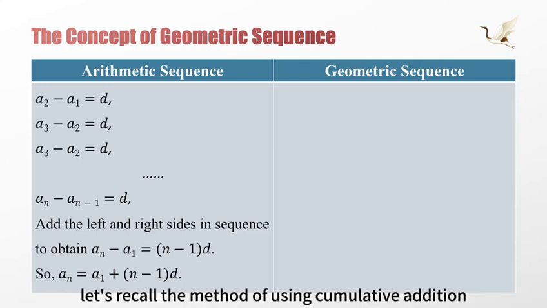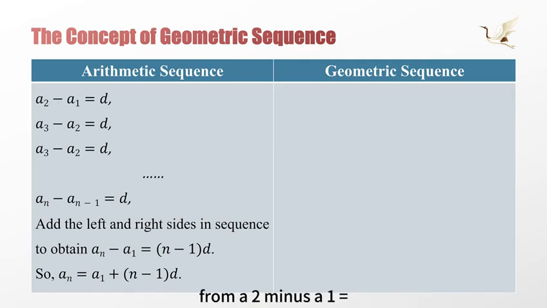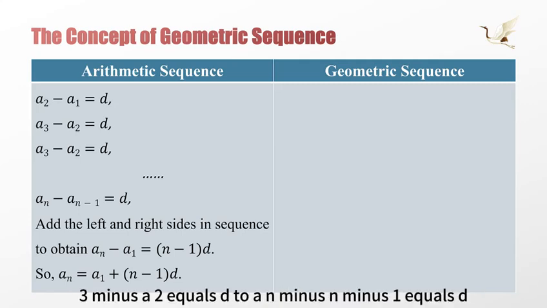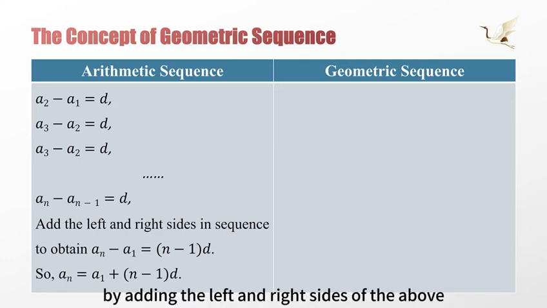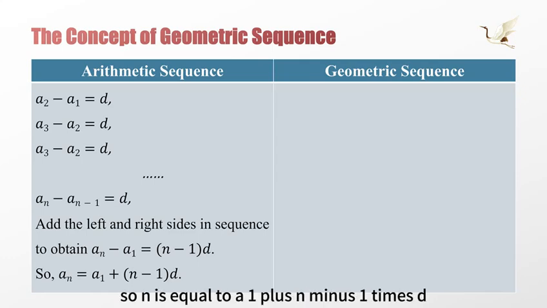First, let's recall the method of using cumulative addition to derive the general formula for arithmetic sequences. From a_2 minus a_1 equals d, a_3 minus a_2 equals d, up to a_n minus a_(n-1) equals d. By adding the left and right sides of the above equations in sequence, a_n minus a_1 equals (n minus 1) times d, so a_n is equal to a_1 plus (n minus 1) times d.